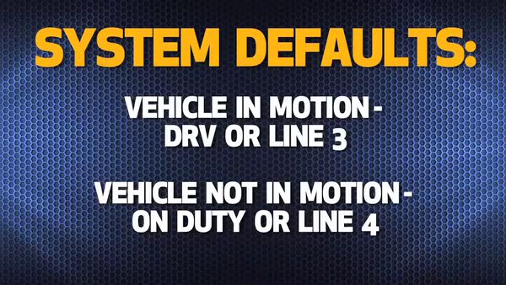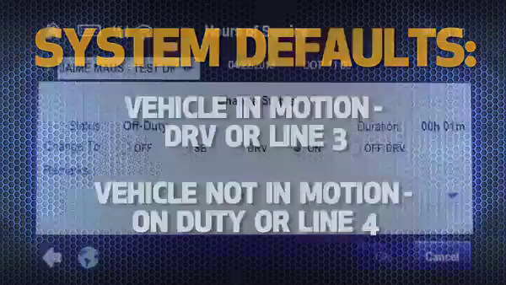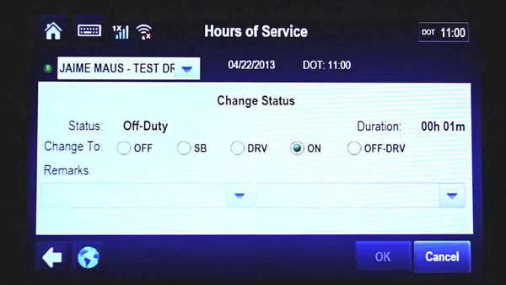Note that if you don't change your duty status to DRV or Line 3 before you start driving, the system automatically moves you to DRV status and locks you out of the hours of service application. If you forget to change your duty status after you stop driving, the system defaults you to On Duty or Line 4. If you need to change to Off Duty, driving or personal drive time, you must first get approval over the Qualcomm through a Macro 52.